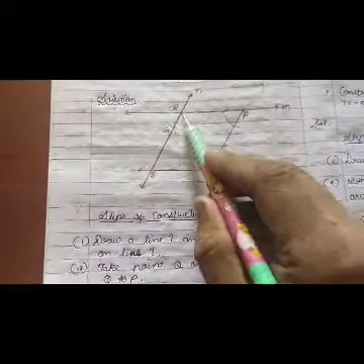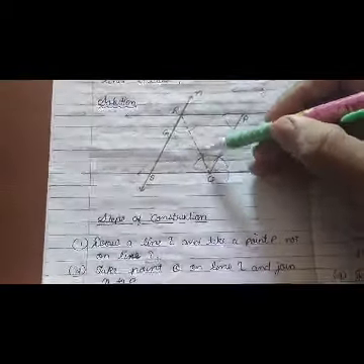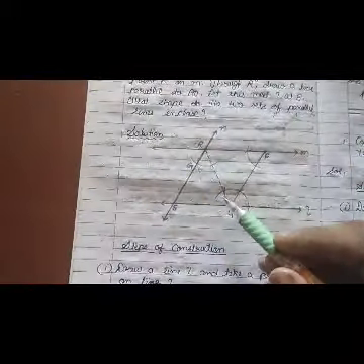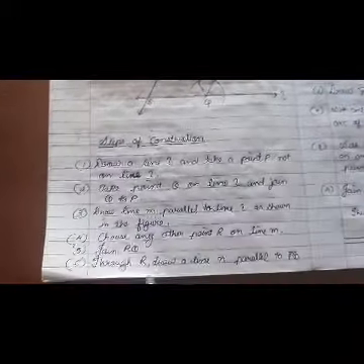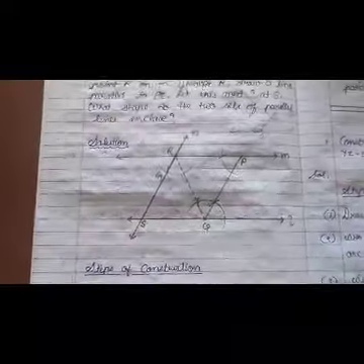Now after doing so, choose any point R on line M. So I have taken R on line M. Join RQ. Now through R draw a line N parallel to PQ. Through R we have to draw this line N parallel to PQ. How to do this? It's very simple, dear student.